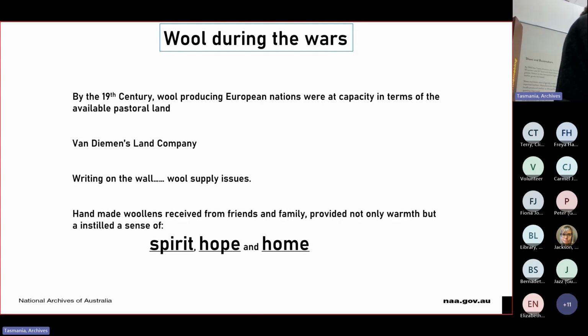By the 19th century, wool-producing European nations were at capacity in terms of available pastoral land. The British looked to the Southern Hemisphere, particularly Australia, New Zealand and South Africa. In 1825, 250,000 acres in northwest Tasmania was allotted to 22 individuals associated with the British textile industry, forming the Van Diemen's Land Company.